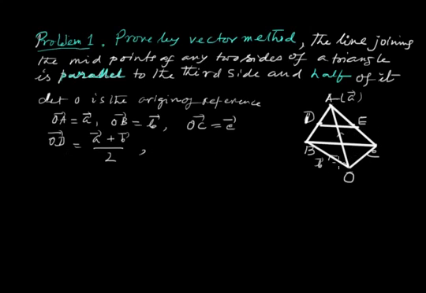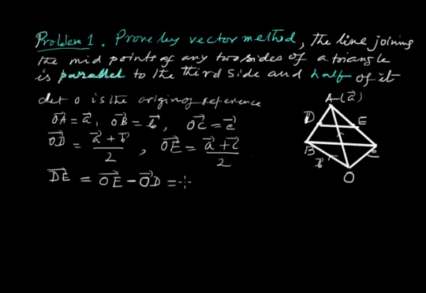And similarly E is the midpoint of AC. So we can define vector OE as (A plus C) by 2. Now we have to prove DE is parallel to BC. Now what is DE? We'll find vector DE. DE is equal to OE, that is the position vector of E, minus OD. Now OE, the value obtained is (A plus C) by 2 minus (A plus B) by 2.